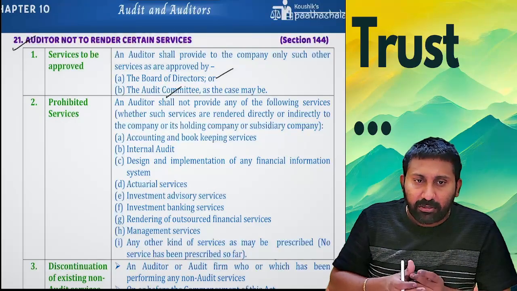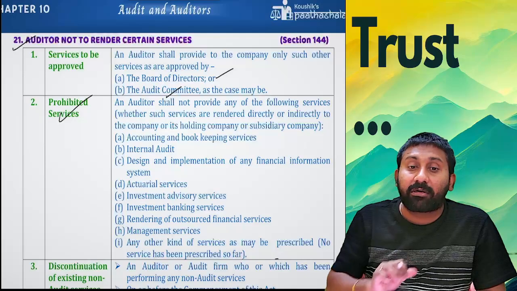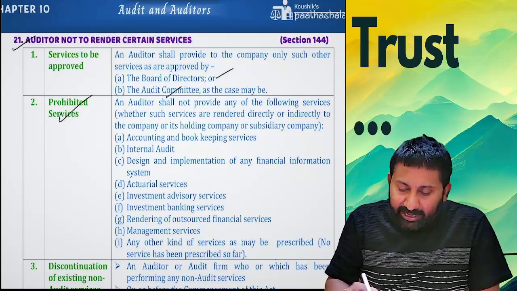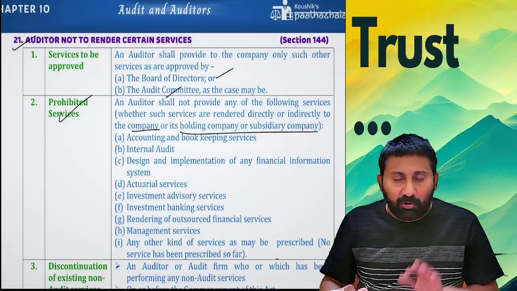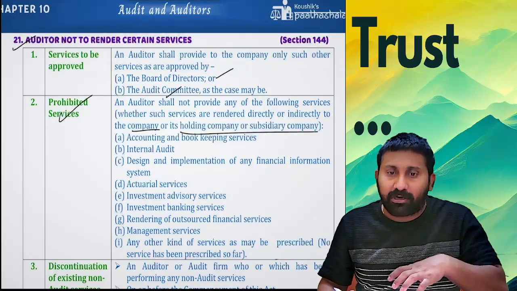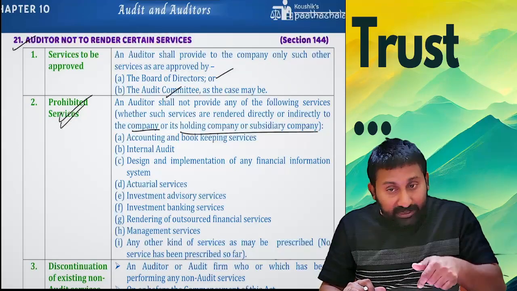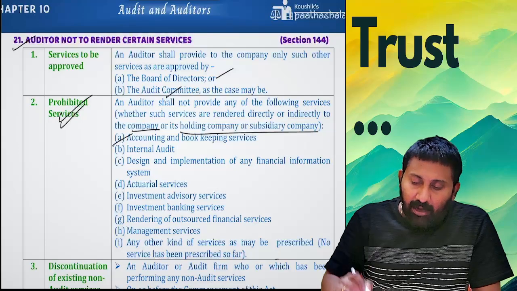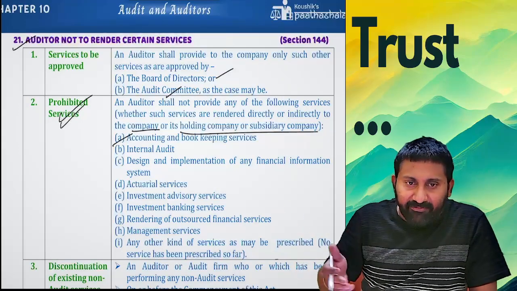Listening or not? So therefore, next, prohibited services. The auditor is not allowed to provide certain services, either directly or indirectly, either to the company or to the holding or subsidiary company. What do you mean by company? The company in which I am the auditor. In that company, I am prohibited from doing this. Not only in that company, in the holding and subsidiary also, I should not do this. Accounting and bookkeeping. If I do accounting and bookkeeping, how can I comment on my financials?